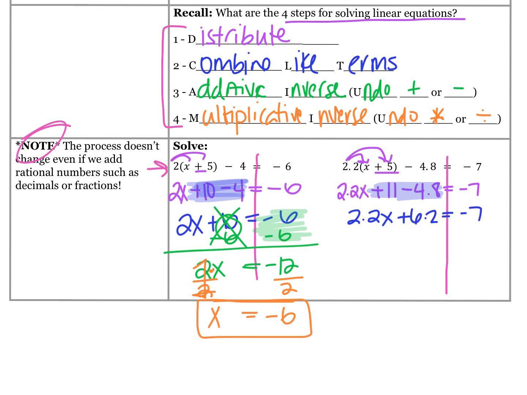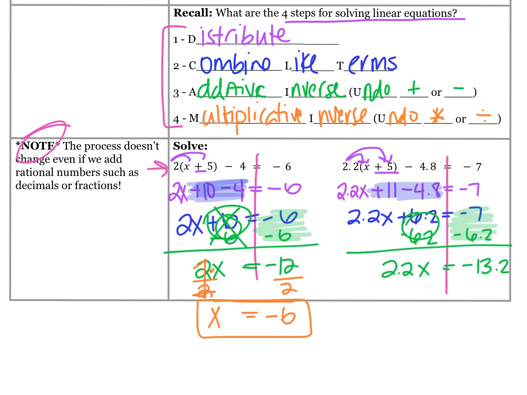Next, we're going to keep following our process. In step 3, just like we did here, we undid the plus 6. So I'm going to undo plus 6.2. I'm going to use my additive inverse, and I'm going to subtract 6.2 on both sides. In doing so, this cancels out. It makes 0. It leaves me with 2.2x equals negative 13.2. Once again, I will stress to the students to be careful with their integer rules over here.